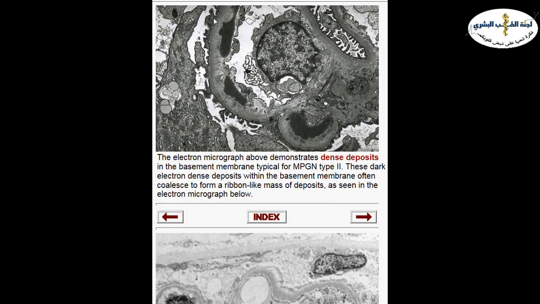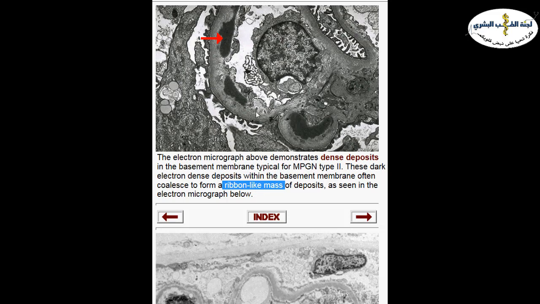Now in type 2, this is electron microscopy for type 2. Type 2 is also called dense deposit disease. In type 2, we don't see double contouring, we don't see tram tracking, okay? So it's a completely different disease. What we see is dense deposits. That's why it's called dense deposit disease. We have massive dense deposits within the basement membrane that later on will fuse together and form a ribbon-like mass within the basement membrane. It will give us a ribbon.